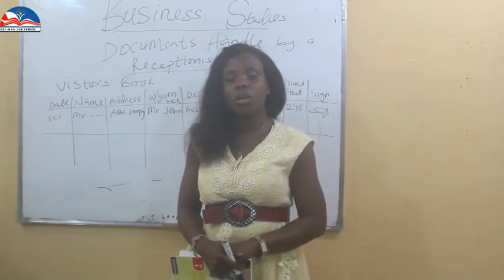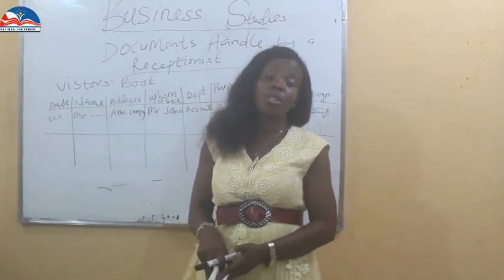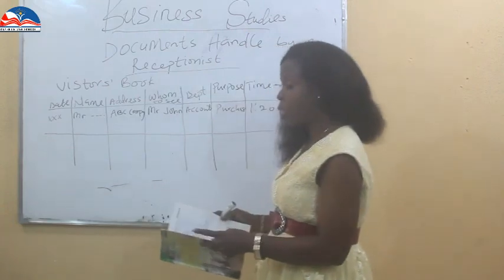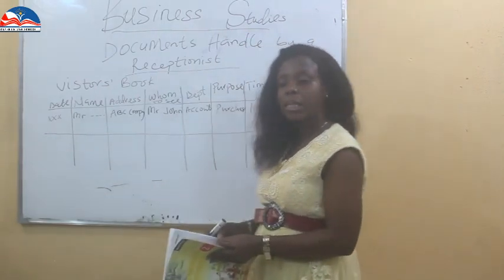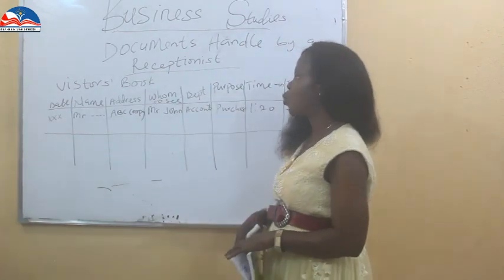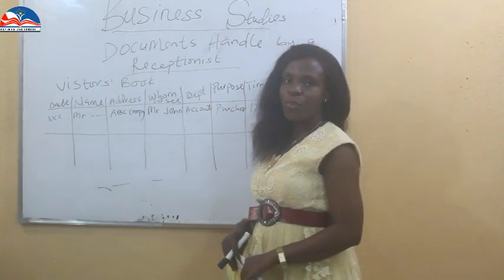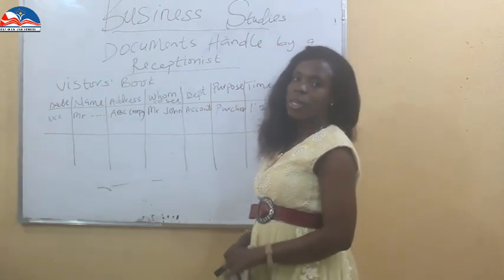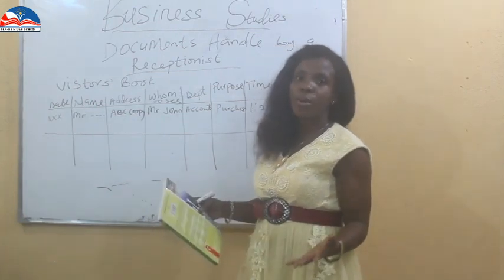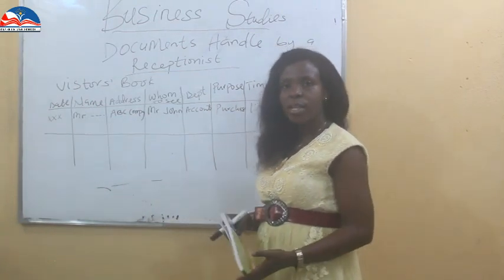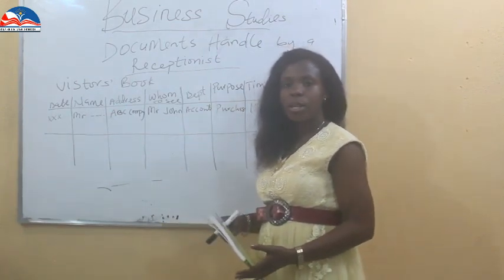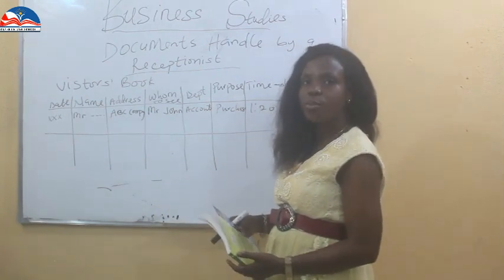Today we are going to see some of the documents that a receptionist handles. We'll talk about the visitor's book, the request form, the telephone pad, and the business card. So let's take the first one, the visitor's book. What do we mean by visitor's book? This is a book where visitors write a number of things, why they visited the company or their purpose of visiting. So how does a receptionist handle this book?